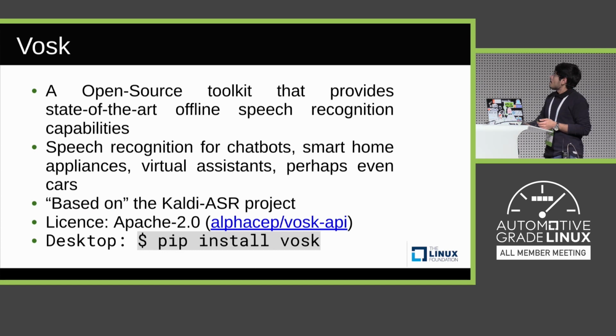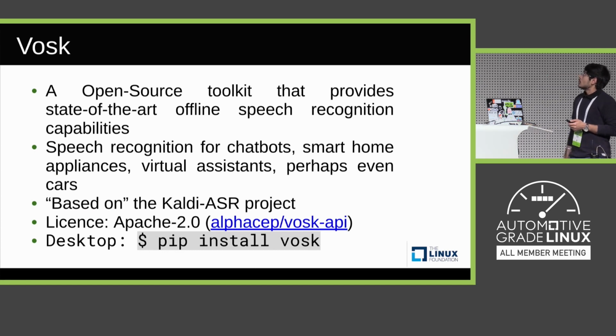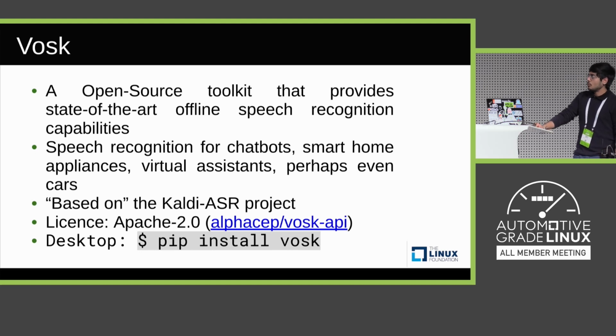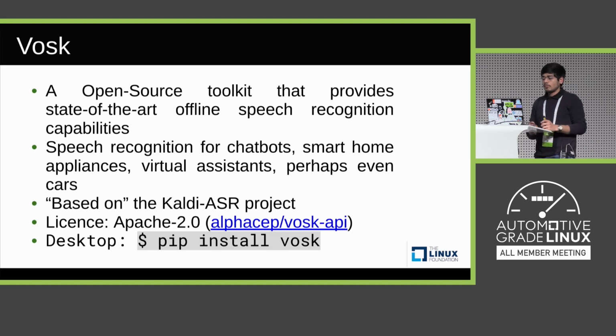So what is Vosk? It's an open source toolkit that provides state-of-the-art speech recognition capabilities. The most important thing is that it works offline. So, well, we don't need internet. It's a very good speech recognition system. It can be used in a lot of places: chatbots, smart home appliances, and in cars. That's what we are trying to do with the help of this project.